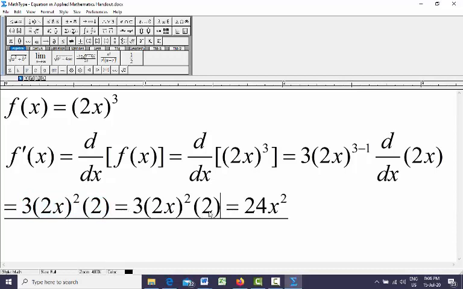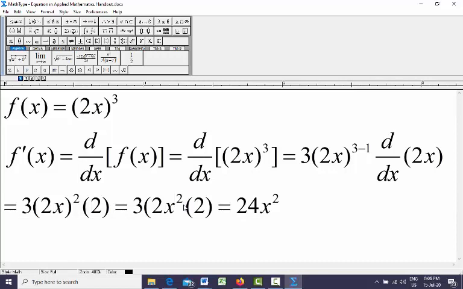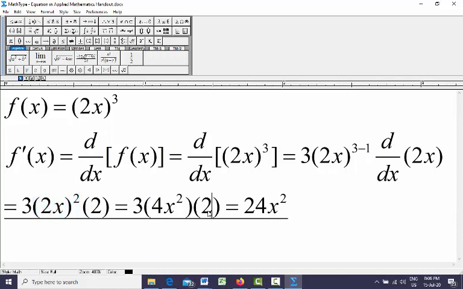So now here you can see this (2x) square can be written as 4x square. So now if you multiply this 2 with this 4 and also this 3, we get what? We get 24. And then we have x square. So 24x square. So that's the answer.